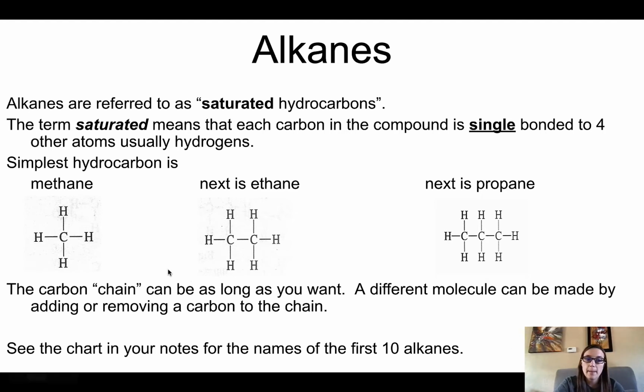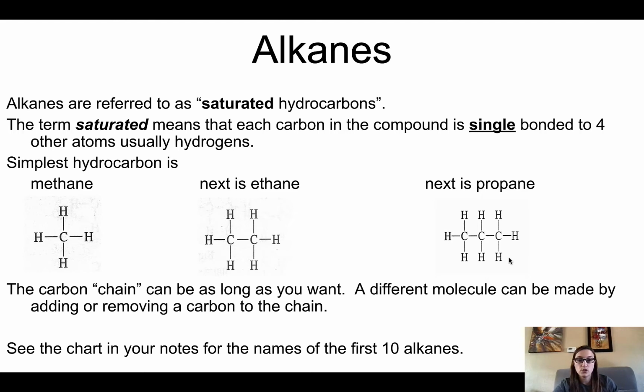And so we can look at methane, ethane, and propane. The prefix is based on the number of carbons. So methane, meth means one carbon, eth means two carbons, prop means three carbons. Each of these is saturated because every carbon is single bonded to another atom. So single bond is important for saturation. The carbon chain can be as long as we want. A different molecule could be made by adding or taking carbons away from the chain.